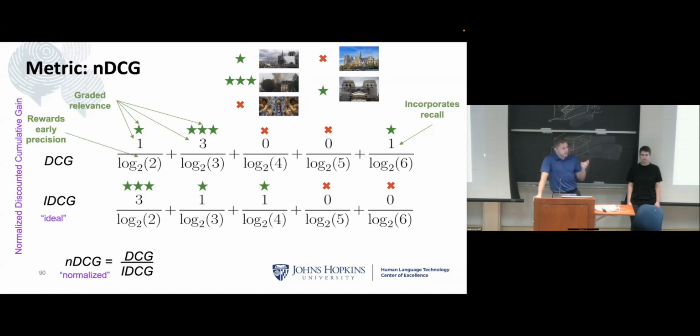And then the normalized discounted cumulative gain, which is the metric that we're going with, is just DCG over IDCG. And this is on a 0 to 1 scale. It's a pretty standard metric in the IR community, but I think it's not as well researched as something like BLEU. And it's also very collection dependent.